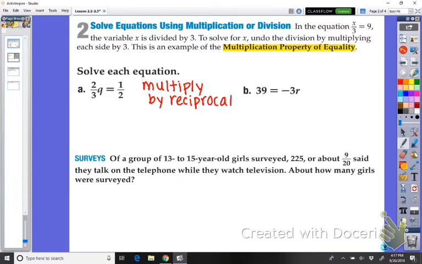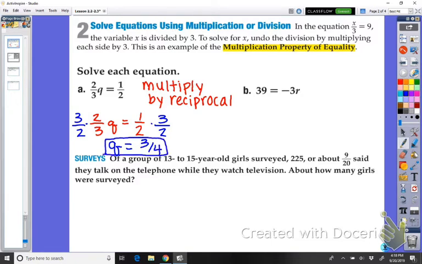So remember, the term reciprocal means to flip the fraction. So I'm just going to rewrite 2/3 q equals 1/2. And the reciprocal of 2/3 is 3/2. So multiply each side by 3/2. On the left side, you just get a q left. And 1/2 times 3/2 straight across is 3/4. So q equals 3/4.